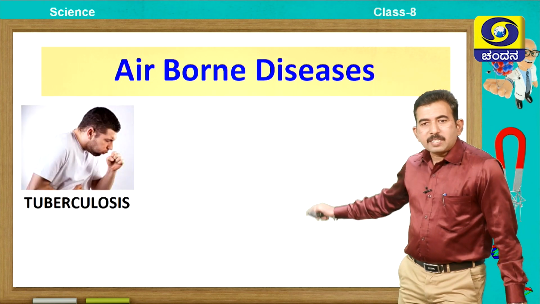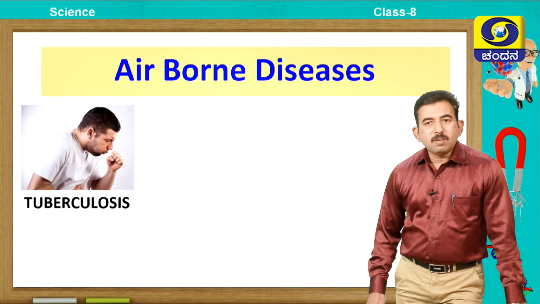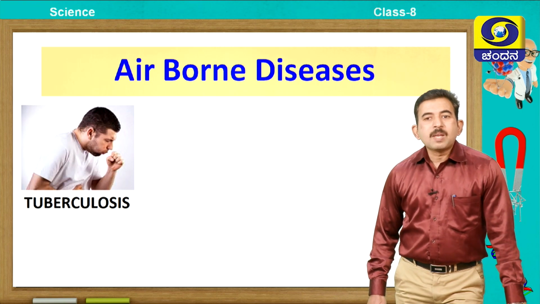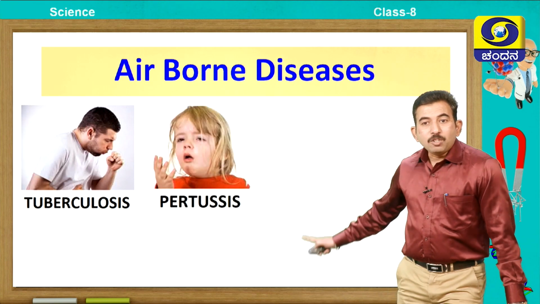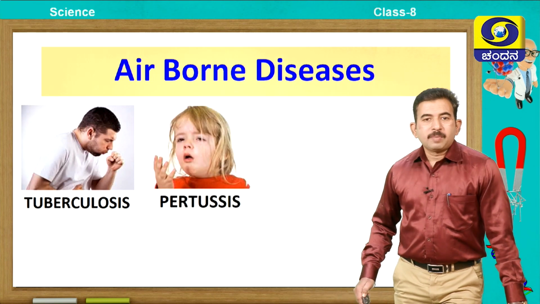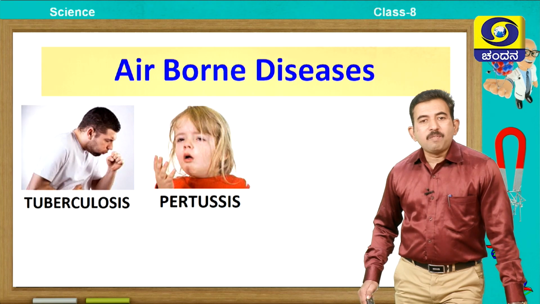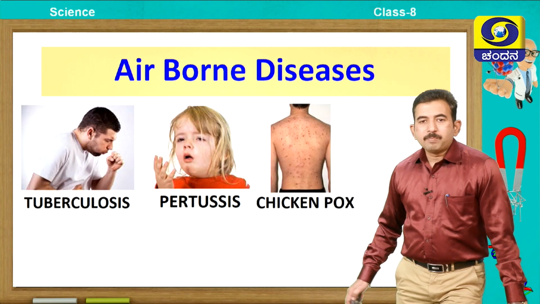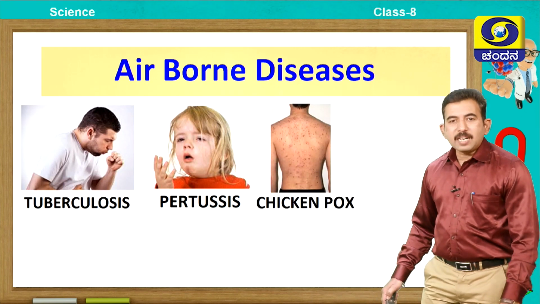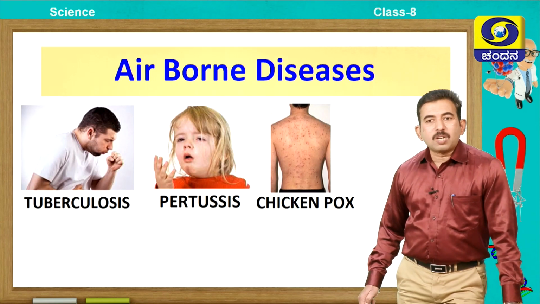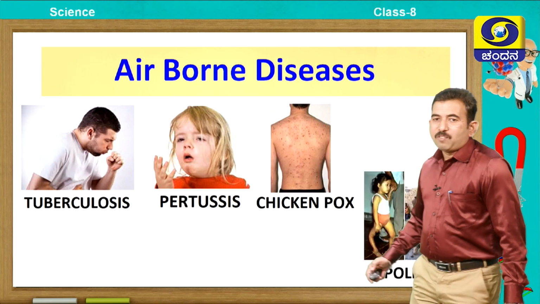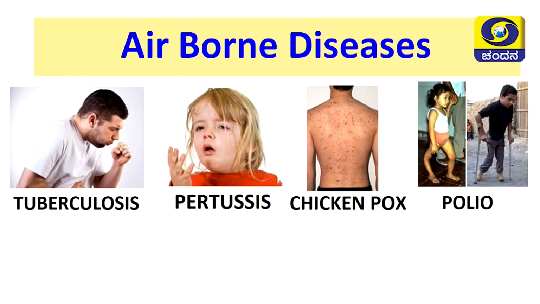Now, let us study about airborne diseases. Some of the common examples are tuberculosis, which is caused by a bacterium, Mycobacterium tuberculosis. Pertussis or whooping cough is also an example of an airborne disease. Chickenpox is a viral disease, and the causative agent is varicella zoster virus. And of course poliovirus. These are some of the examples of airborne diseases.